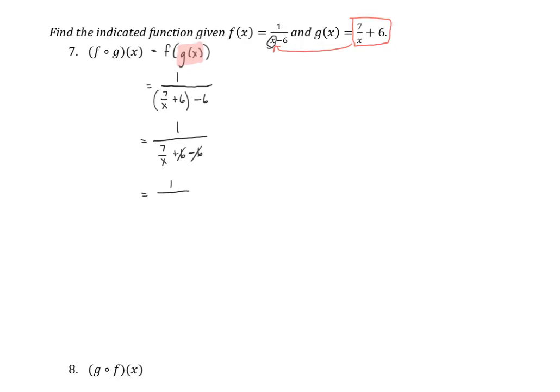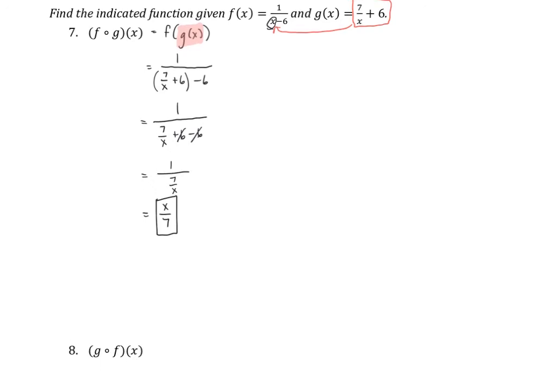So now I have 1 over 7 over x. And this is just the reciprocal. So this is actually just going to be x over 7. And so that's as far as I can take that one. So that is the composition f of g of x. Okay, so now let's look at the next one.